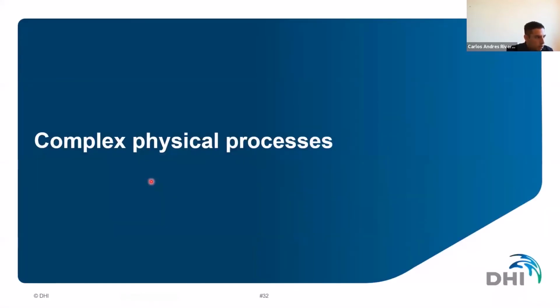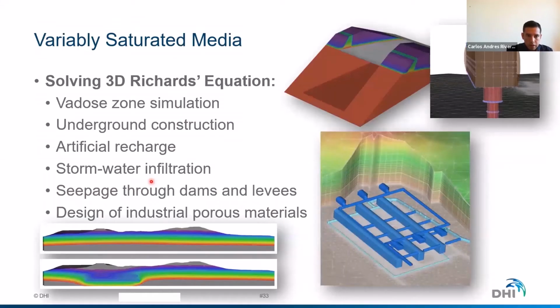Complex physical processes. We need to solve Richards' equation because we are handling variably saturated flow. A few examples of application are underground constructions like underground mines, tunnels, pipes. Artificial recharge is also very important.